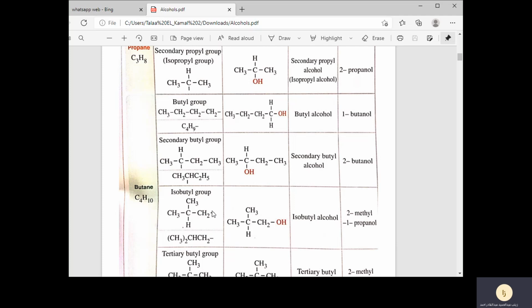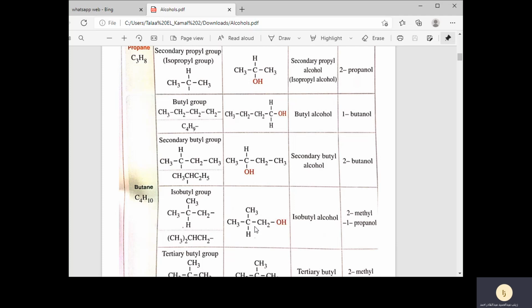second one, the carbon attached to OH is CH2, but the other carbon attached to two similar groups, CH3, CH3, so it is called isobutyl alcohol. Butyl, why? Because the number of carbon atoms are 4. Right. By IUPAC name, we can say this is called 1-propanol. Why? Because the OH attached to the carbon number 1, so it is 1-propanol.